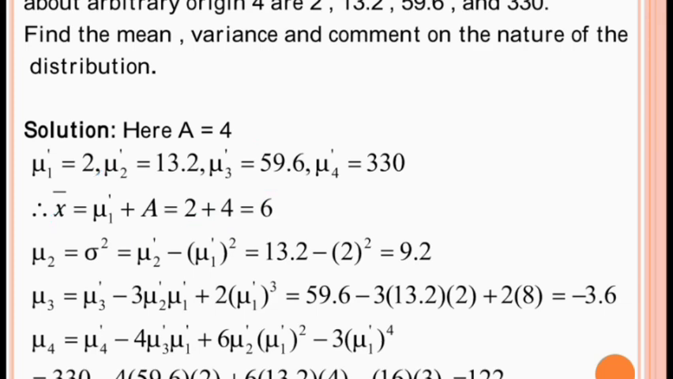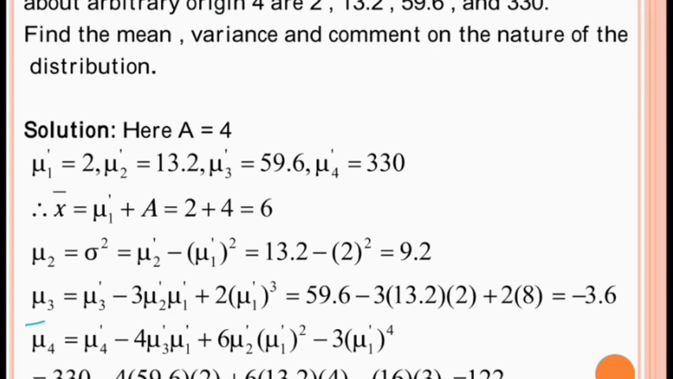Now next, we also have to comment on the nature of distribution. So we need to find the other four moments. So mu2 dash equal to sigma square, which is variance. The formula is mu2 dash minus mu1 dash whole square. So mu2 dash is equal to 13.2 and mu1 dash is equal to 2 and its square will be 4. So that will be equal to 9.2. This is our variance.